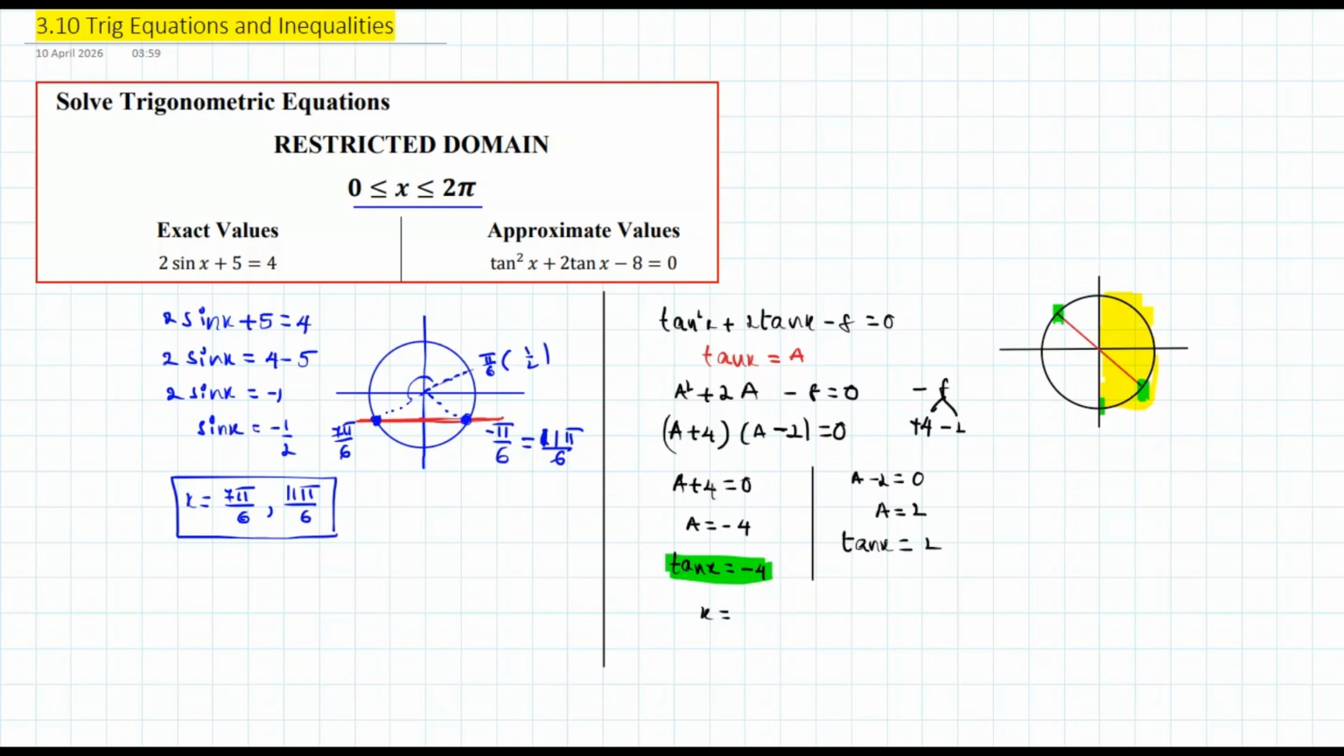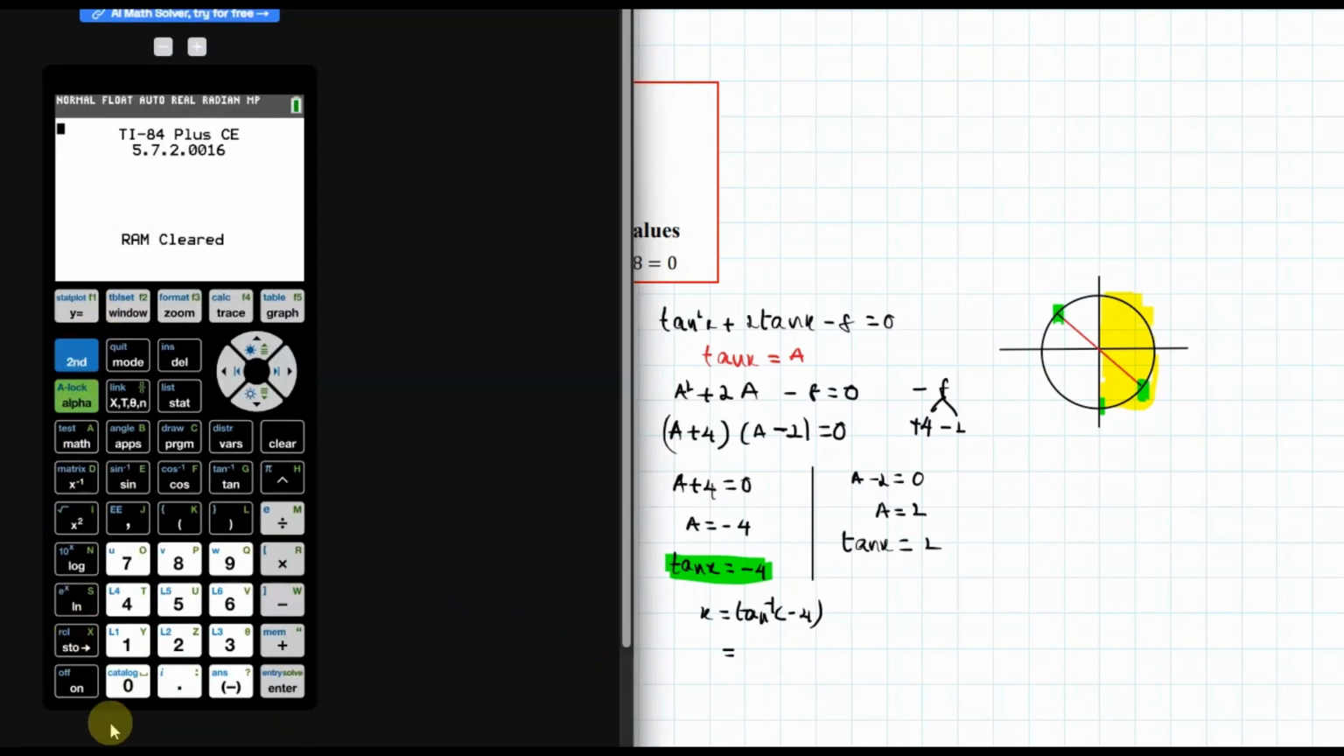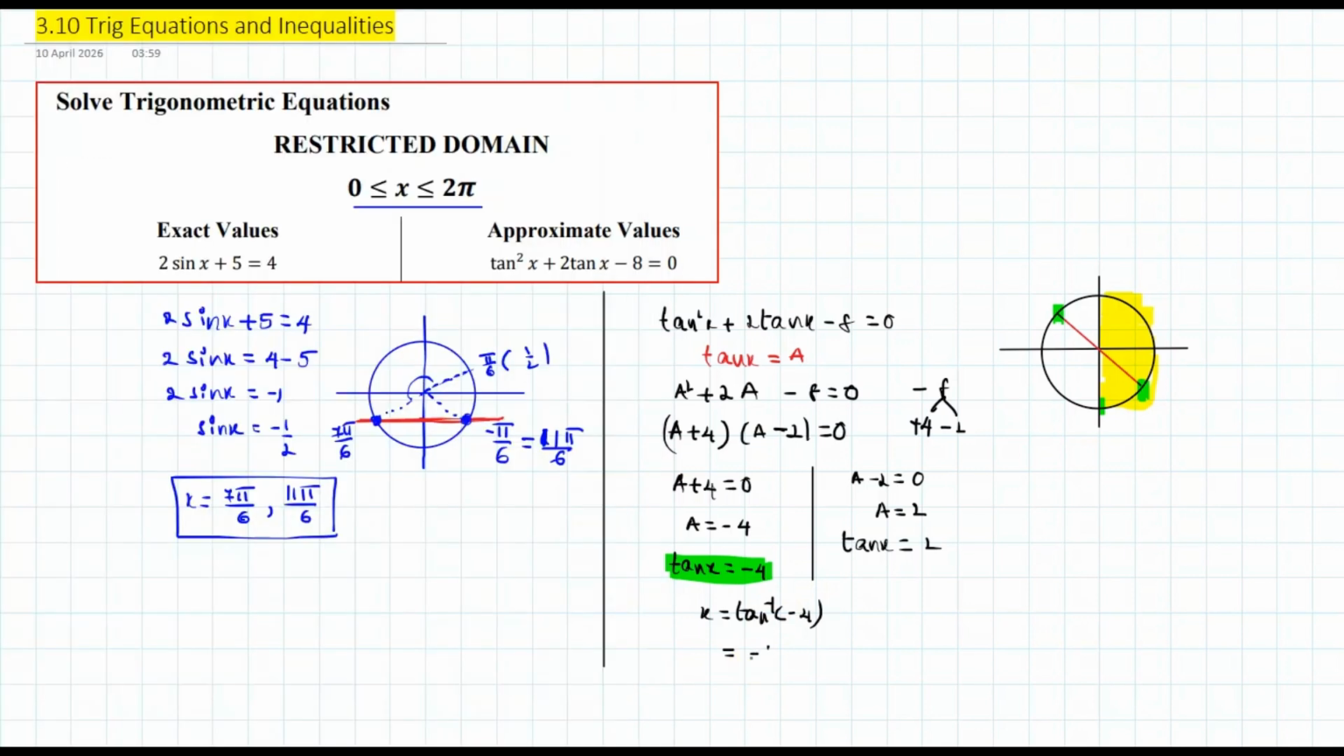So this can be written as x equal to the tan inverse of -4, and let's use the calculator. Let's turn on the calculator and press second tan, and you have to make sure you set it in radian mode. Tan inverse of -4 is equal to -1.3258 radians. So x equals -1.3258 radians.